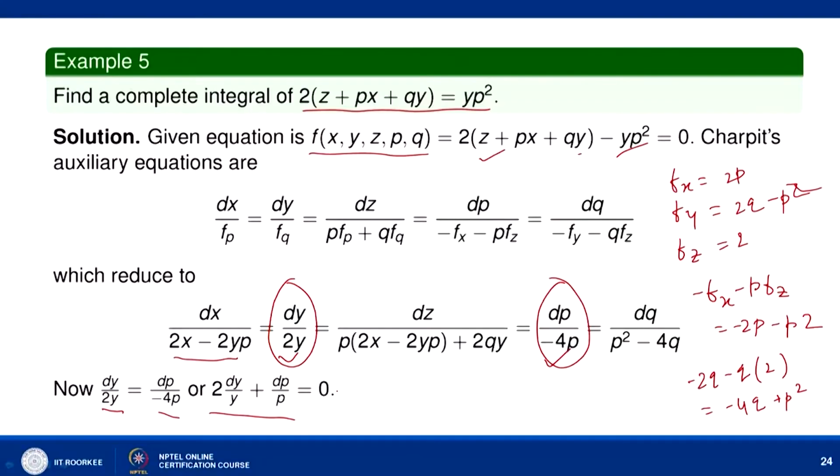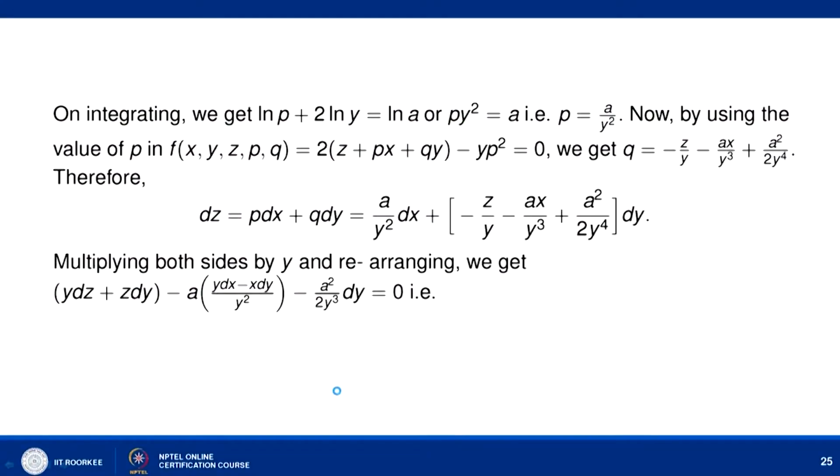So let us say that 2 dy by y plus dp upon p equal to 0, and when you simplify you will get p equal to a by y square. Once we have p equal to a by y square, now use your equation f(x,y,z,p,q) equal to 0, that is this, put p equal to a upon y square and solve for q. Let us say that q is given as minus z by y minus ax upon y cube plus a square upon 2y^4. So p and q are already given to us.